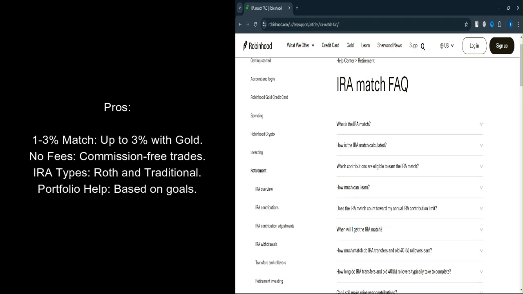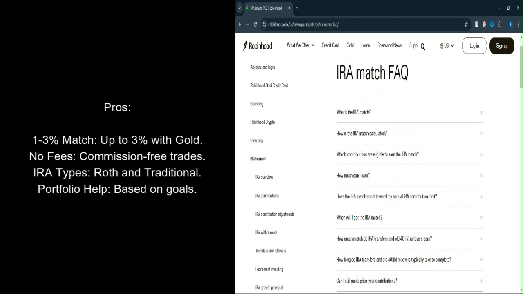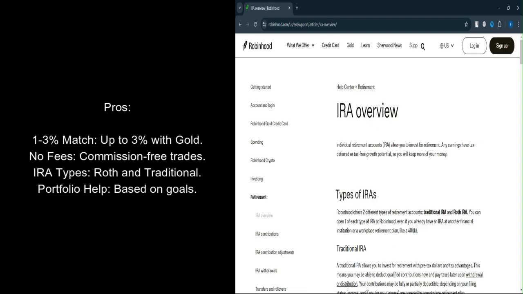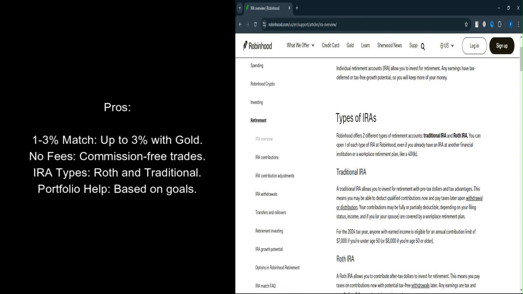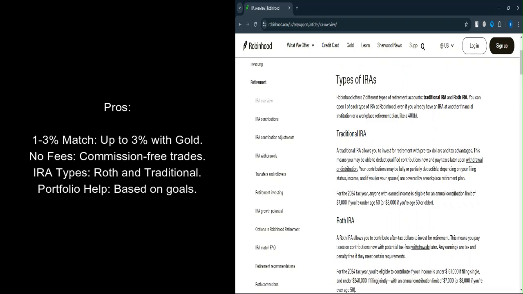Robinhood offers a 1% match on IRA contributions, which can increase to 3% with a Gold subscription. This is rare among brokers. Commission-free trades. Enjoy commission-free stock, ETF, and options trading, a hallmark of Robinhood's services.